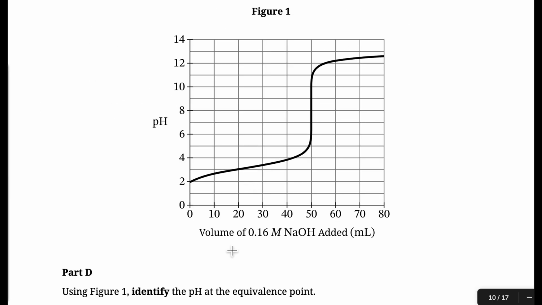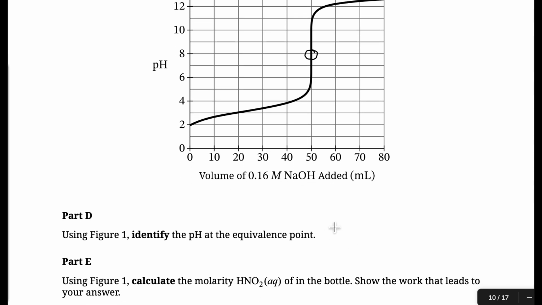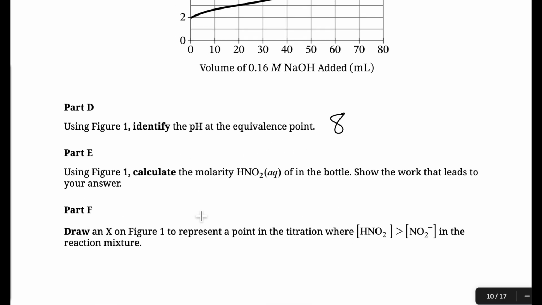Part D asks us to identify the pH at the equivalence point given this titration curve. So the equivalence point would be when it's going up here, about halfway into this vertical region. So it'll be about right here at pH 8. It's like where the concavity switches. So that's pH 8. Part E then asks us to calculate the molarity of HNO2 in the bottle.